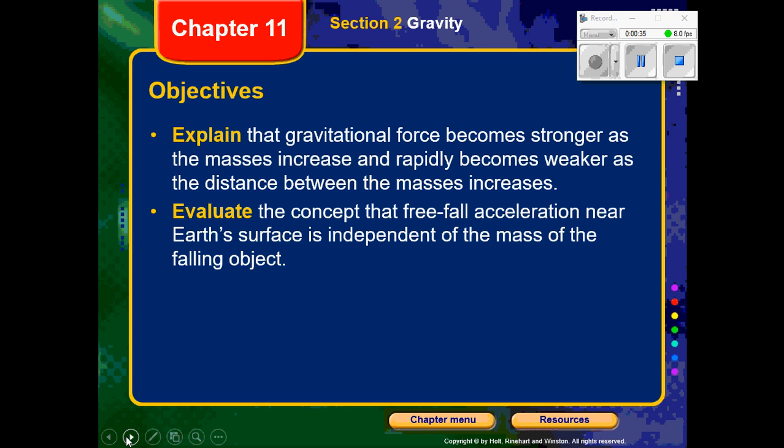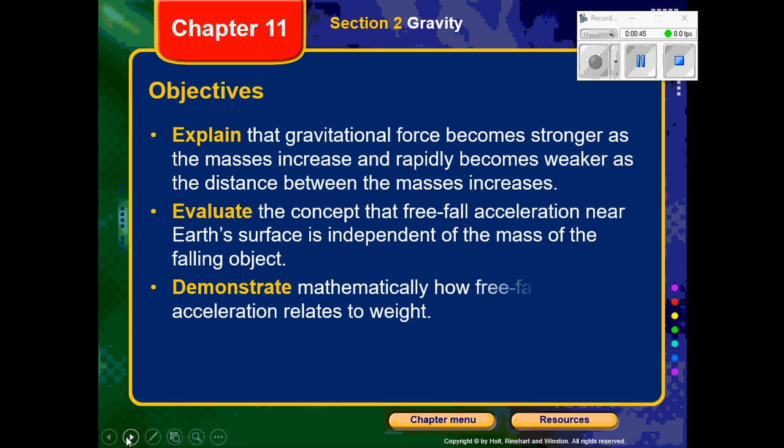Also, evaluate the concept that free fall acceleration near Earth's surface is independent of the mass of the falling object. You've been doing math with that already, so you know that. We're going to evaluate it. And then demonstrate mathematically how free fall acceleration relates to weight.